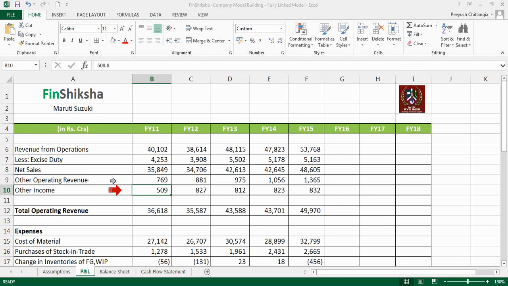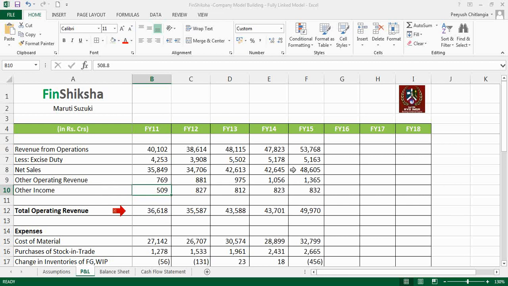Now, what is other operational income? In the course of running the business, you could make some more gains. These are kind of byproduct sales, or for example, services sales and spare part sales for Maruti. That will be other operating income. Other income, on the other hand, is, let's say Maruti has some amount in their bank account, and the interest they get on that is other income.